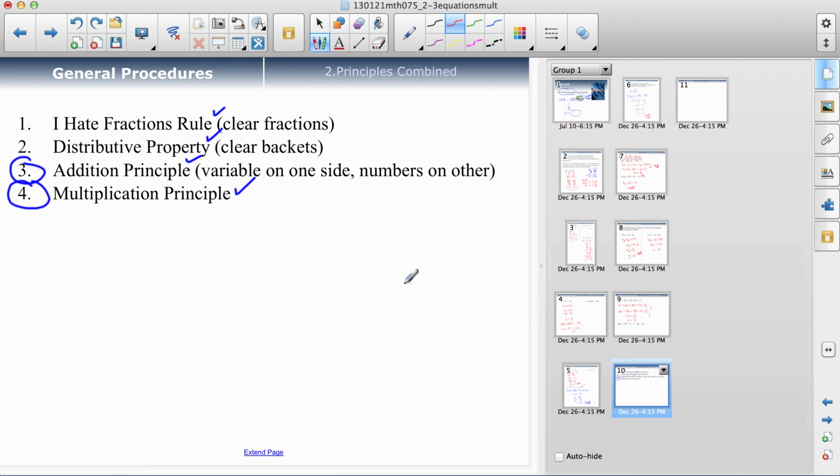Okay, so last slide here then. These are the general procedures for solving equations. Get rid of fractions, get rid of brackets, use the addition principle to collect x's on one side, numbers on the other side, and finish it off with the multiplication or division principle. Try a bunch of these questions. Do as many as you can so that things just become second nature. Okay.